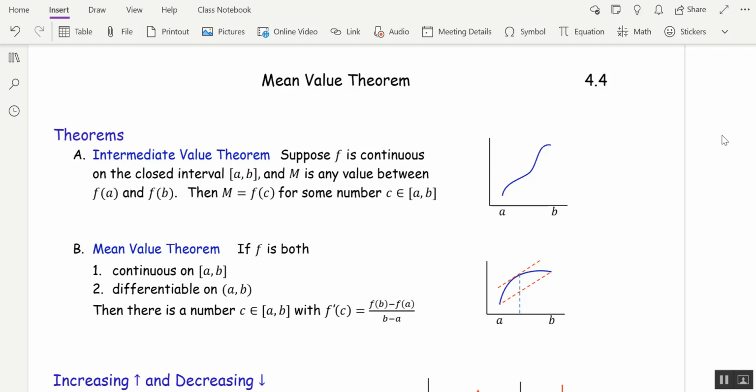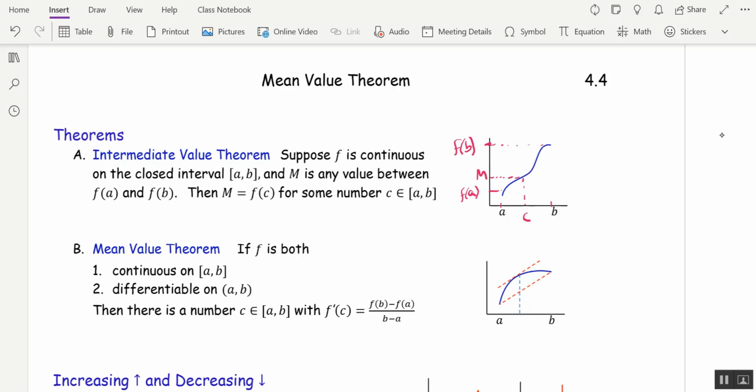So the intermediate value theorem says that if you have a continuous function on a closed interval, so over here, I've got a picture of a continuous function on a closed interval from A to B, and f of A is probably around here, and f of B is probably about here. The theorem says that if you take any number m in between f of A and f of B, then there's a number c between A and B such that f of c is equal to m. So in my picture, I need to lower m a bit right there.